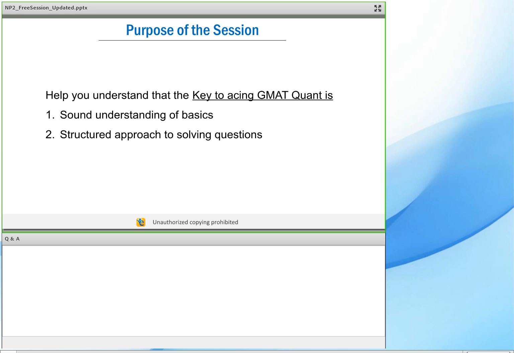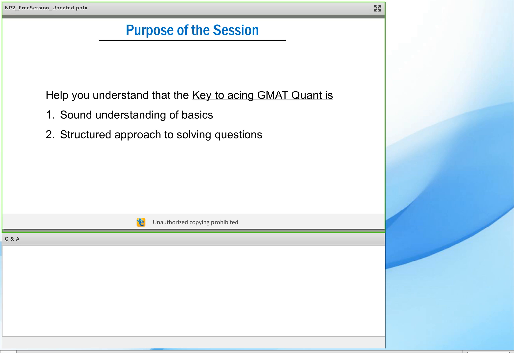So even though we're going to focus just on remainders in this session, one of the takeaways that I want you to have is that when it comes to acing GMAT quant, it's not about doing complex math. It is about having the right basics. But on top of that, which I think most of you have, that's what my experience has been, you need certain key process skills, and those process skills amount to having a structured approach to solving questions.